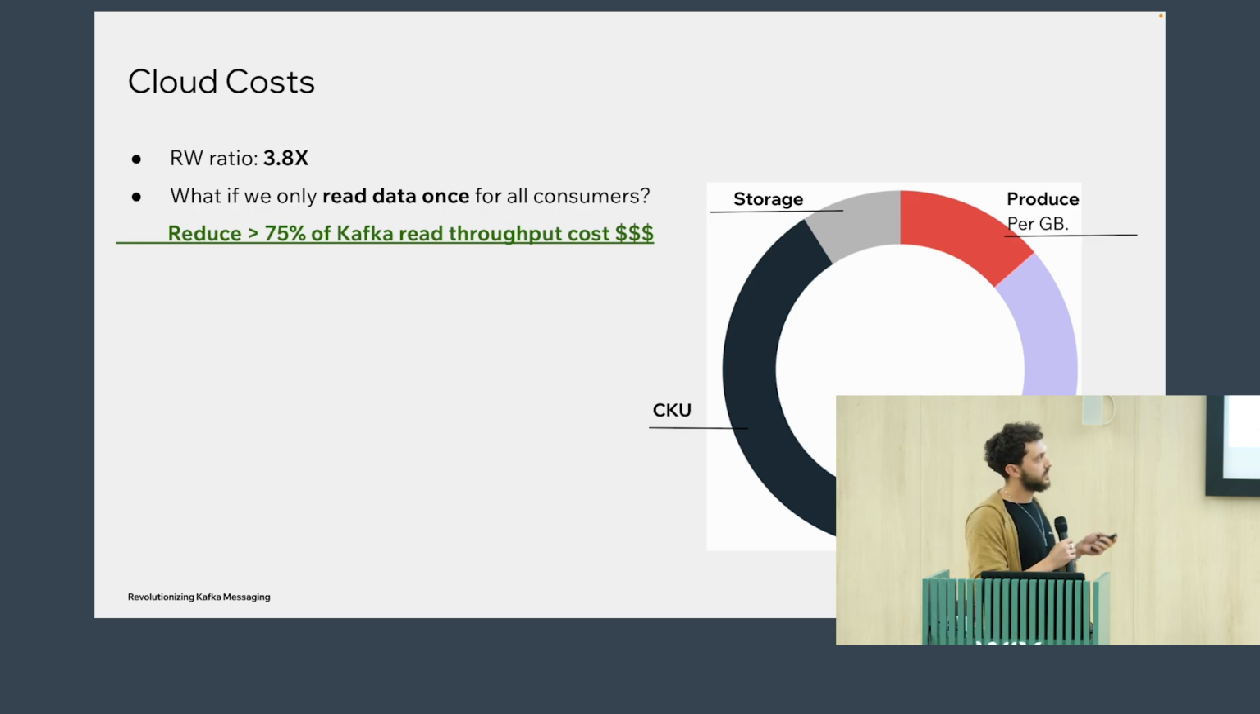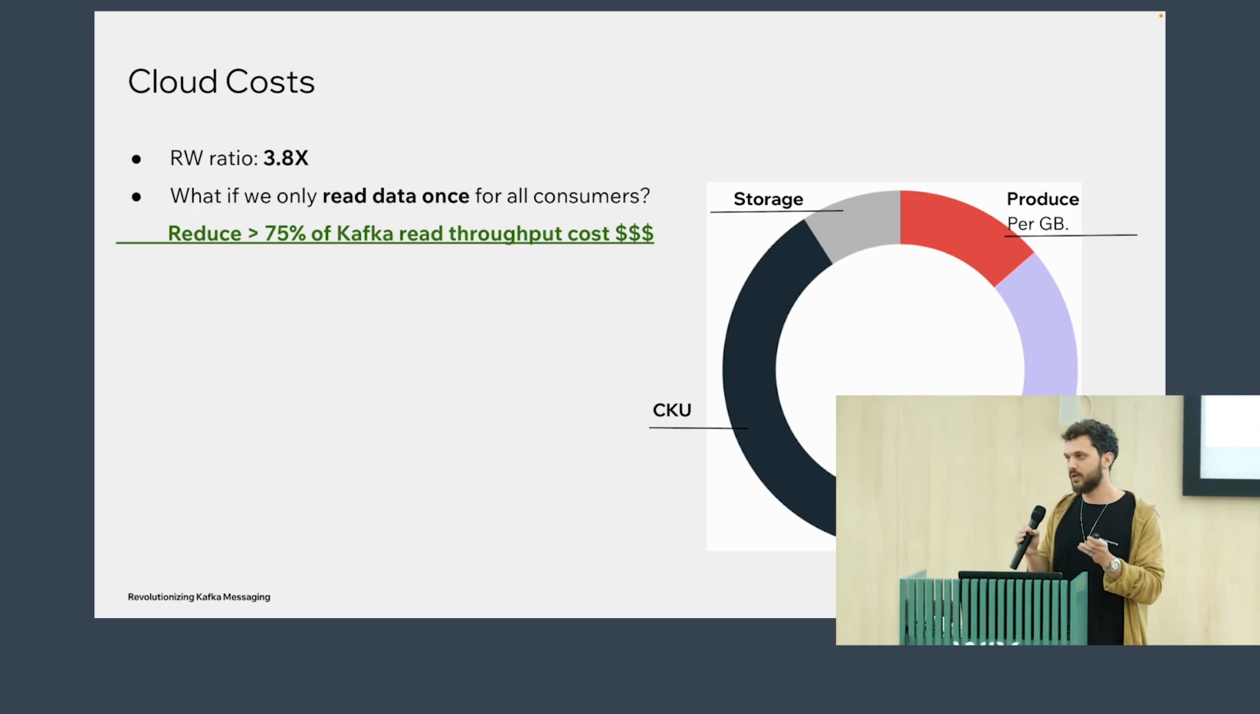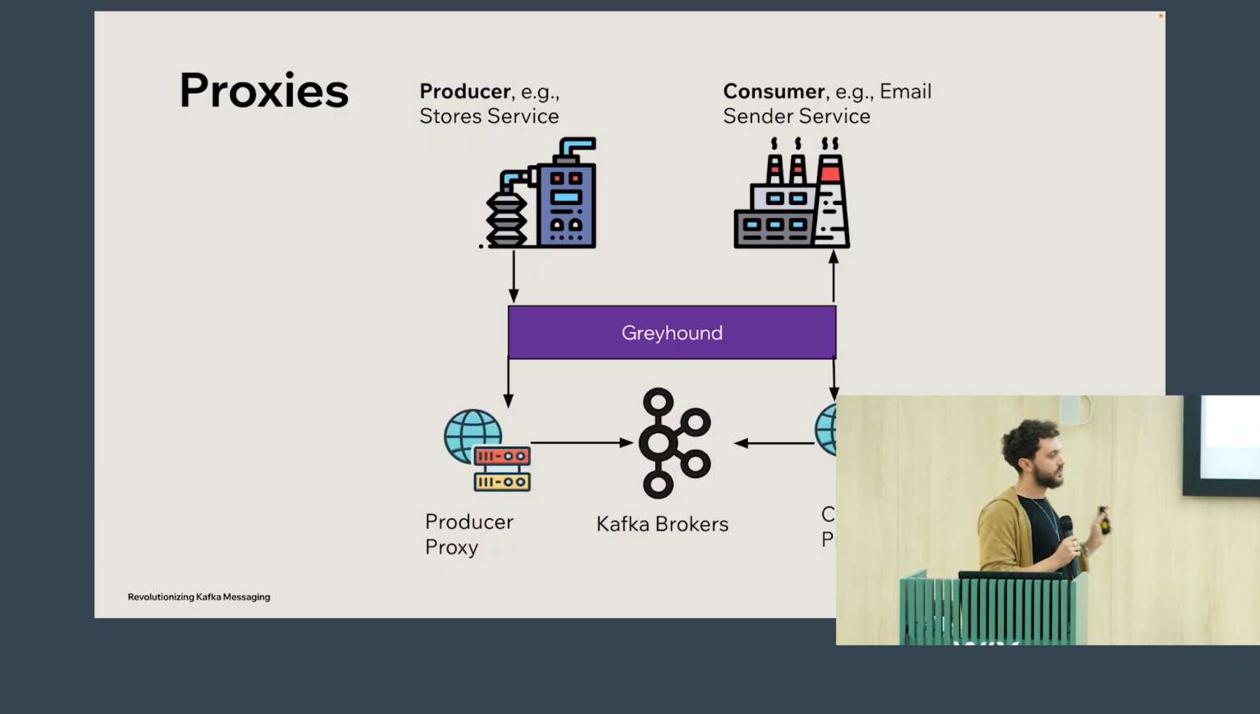Another big part is the CKU. CKU is Confluent units. This is what constructs your Kafka cluster. Each CKU means 3 Kafka brokers, and each of those is what allows you to increase your cluster in a way of throughput, partitions, connections. So we wanted to try and reduce all of these things as much as possible, keeping in mind trying to read only once. This is what brought us to the proxy solutions.